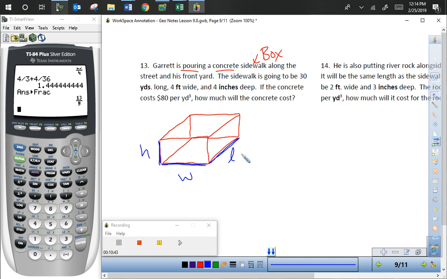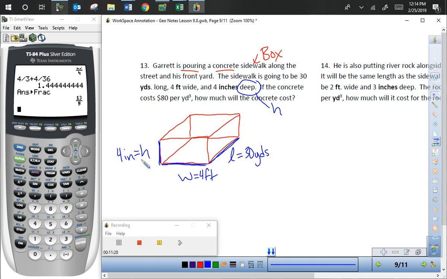All right, so now we'll go actually put numbers on this based on what they tell us. It says the sidewalk is going to be 30 yards long. Okay, so next to our L, we're going to put 30 yards. Then it says 4 feet wide, so on our width we have 4 feet. Okay, notice we've got different labels here, so it's very important those are put on there. And then it says 4 inches deep. This word deep is going to tell us height for these types of problems. Okay, so then 4 inches over on the left here.